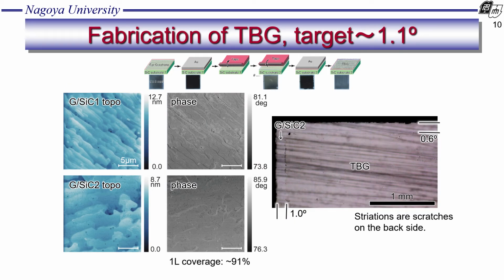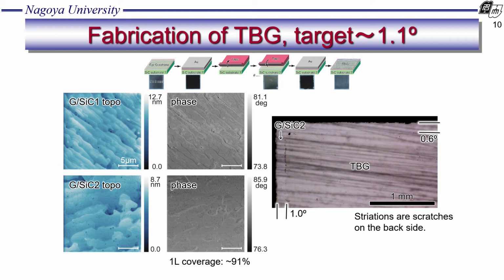The next is the results of twisted bilayer graphene with the magic angle, 1.1 degrees. The left figures are AFM images before transfer. From the phase image, monolayer graphene coverage was about 91%. Graphene on silicon carbide 1 was exfoliated and transferred onto graphene on silicon carbide 2.